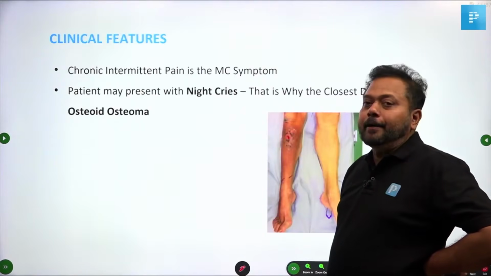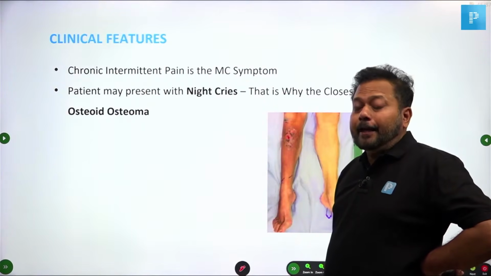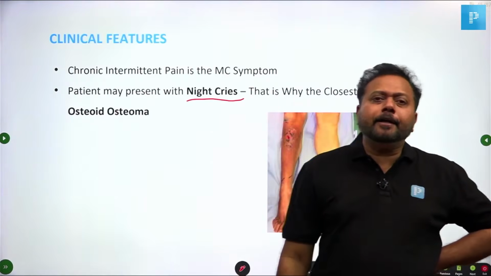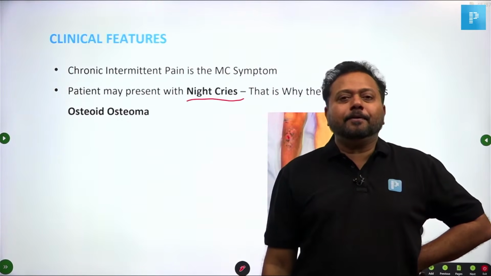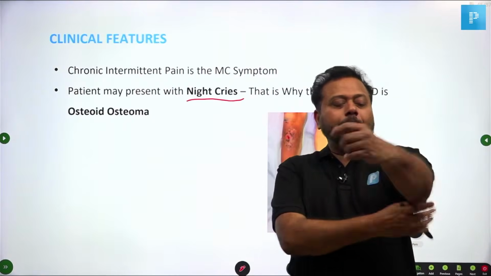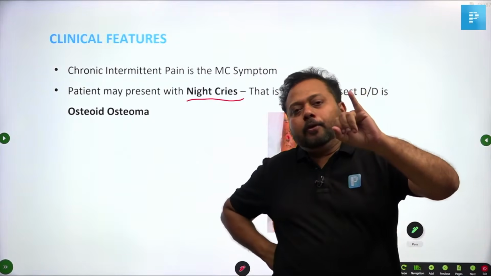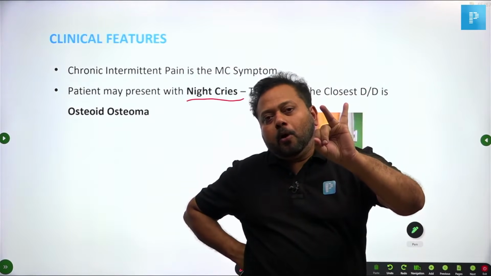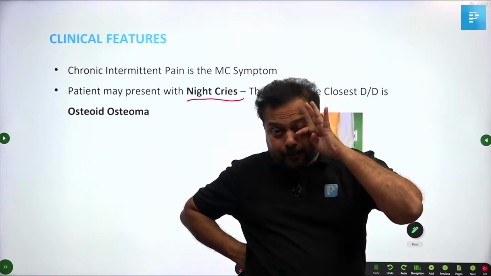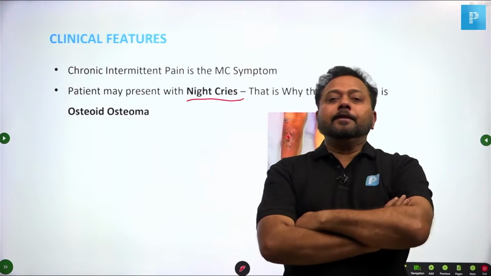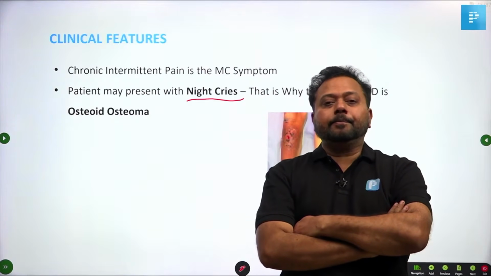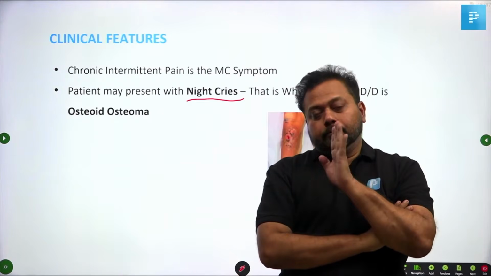Now, chronic intermittent pain is the most common symptom. It can present with classical night cries. A very important cause for night cries is osteoid osteoma. That is why this becomes a very important second differential diagnosis for night cries. I am giving an additional point to you, dear friends. Whenever the word night cries comes in your exam, think of 4 conditions. Number 1, skeletal tuberculosis. Number 2, Brodie's abscess. Number 3, osteoid osteoma. Number 4, rotator cuff tear. The word night cries in orthopedic textbook is given only in these 4 topics.